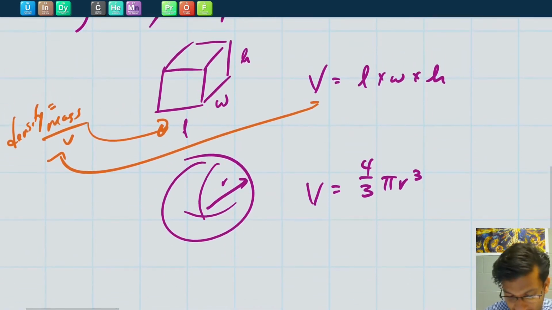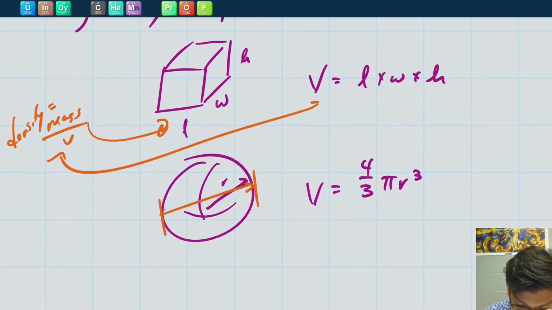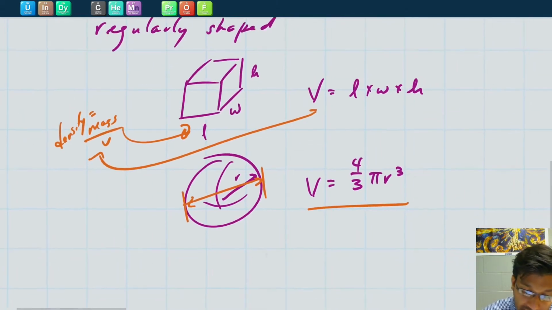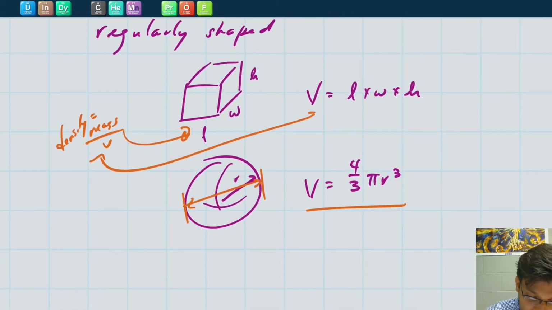Similarly, for something like a sphere, we can find the diameter and divide it by 2 to get the radius, and from that we can find the volume, and then we just take the mass divided by the volume to get the density. But what about irregularly shaped objects? So let's look at that.